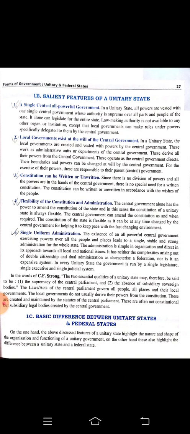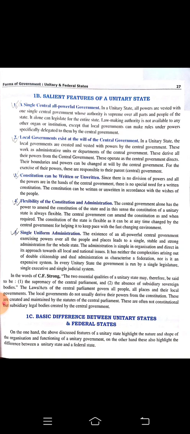Next, we have flexibility of the constitution and administration. Here the flexibility is always there. The central government alone has the power to amend the constitution. The constitution gets easily amended or changed by the central government. Here they are flexible about this, but no state has any power to object that "this kind of rules we are not going to accept." It cannot be objected.